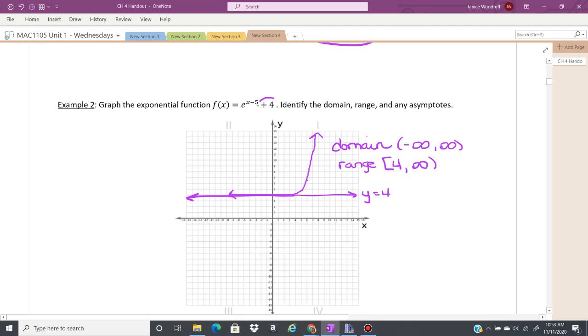And we're going to get that from right here. That's just a shift vertically.